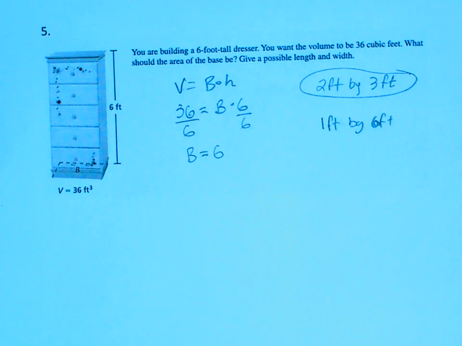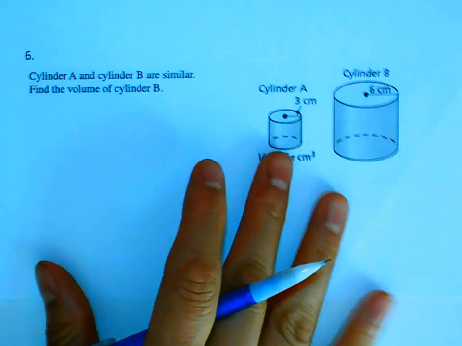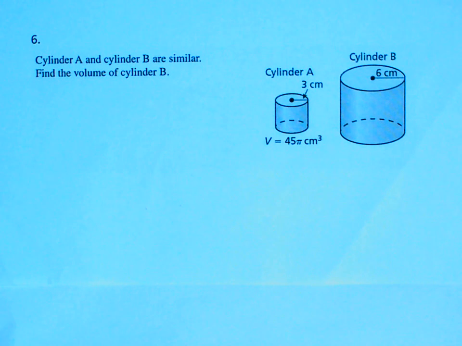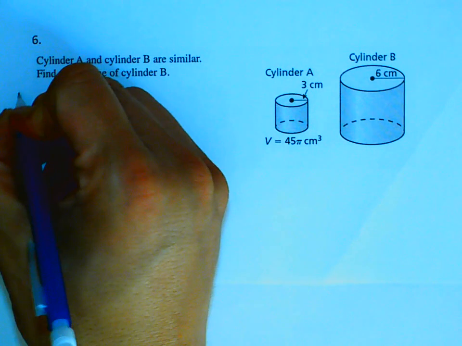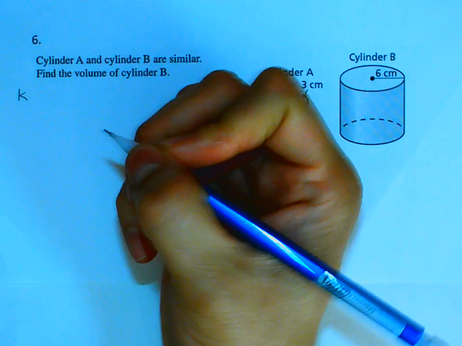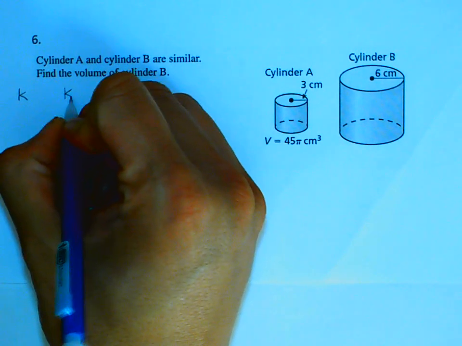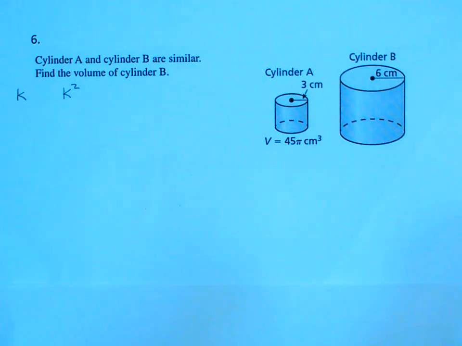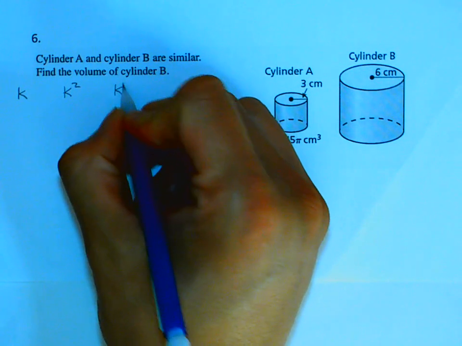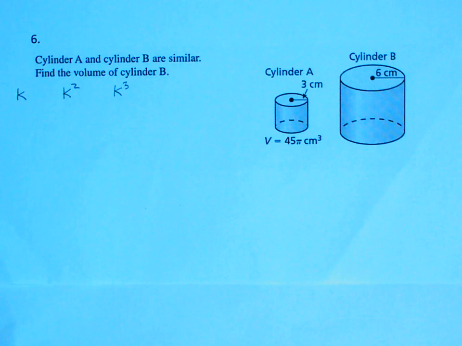And that's number 5. Now, number 6 might be a little complicated, but I am being asked to find the volume of cylinder B. One of the things that we do know is that these are similar solids. So we need to remember what we remember about areas and lengths. If you remember, K represented the scale factor of the lengths, and K squared represented the scale factor of the areas. And in this case, K to the third represents the scale factor of the volumes.